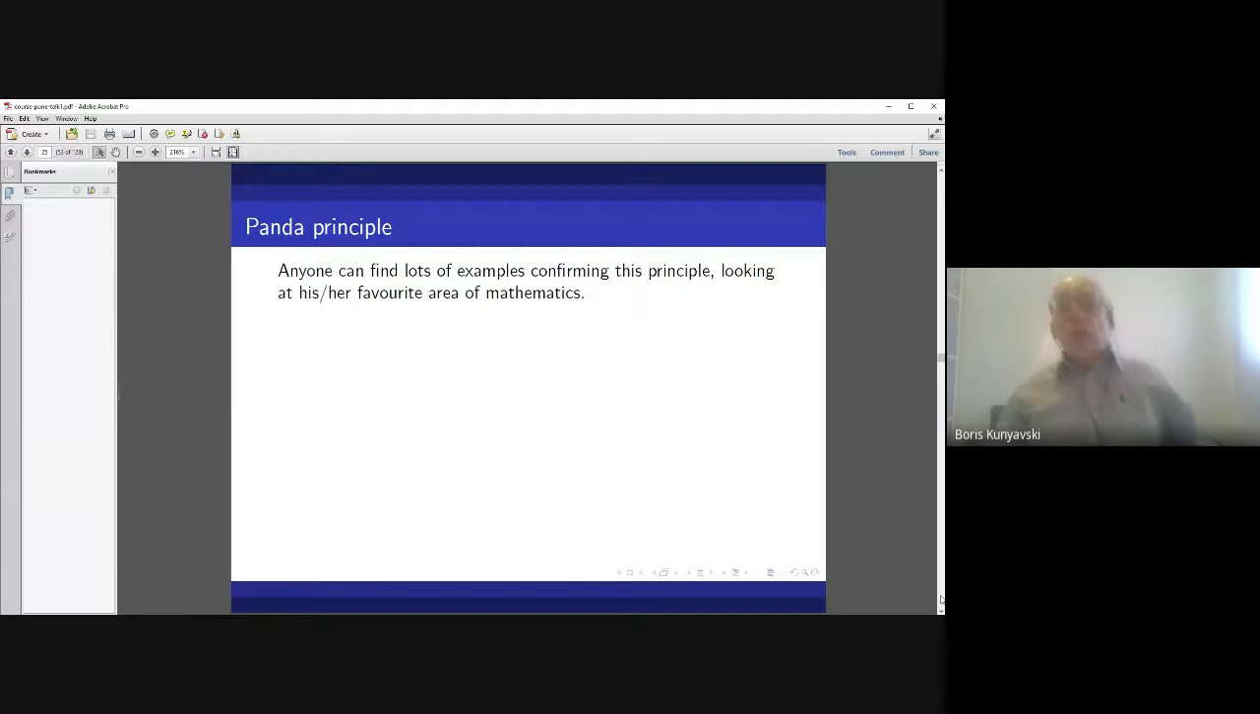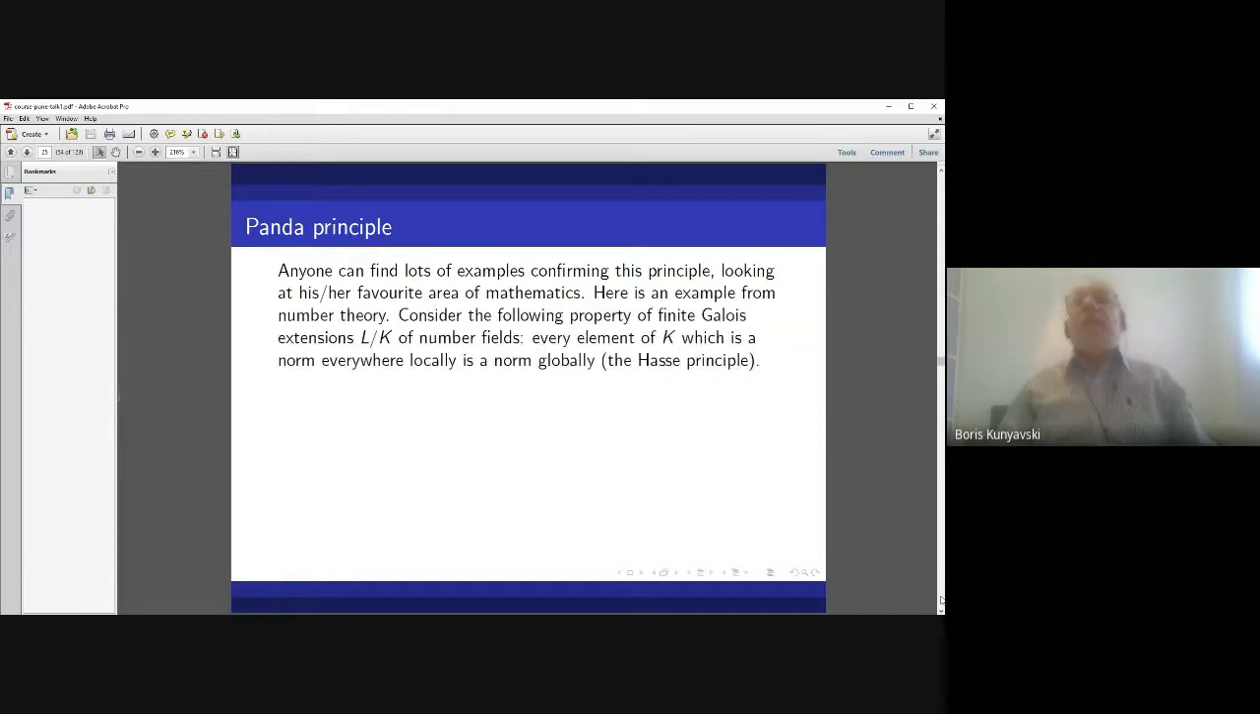Anyone can find lots of examples looking at his or her favorite area of mathematics. My favorite area, where I'm not a big expert but like very much, is number theory. In algebraic number theory, I can look at finite Galois extensions of number fields. Then the Hasse principle, as I call it, says that every element of K which is a norm everywhere locally is a norm globally. Those who do not know number theory may ignore this. It's just an illustration of a general principle.